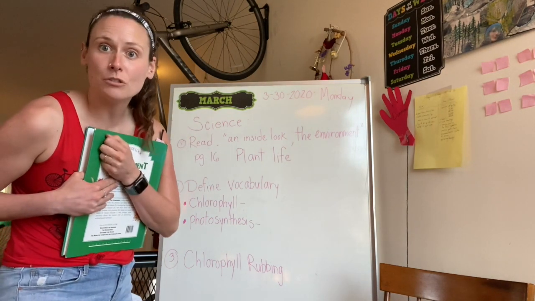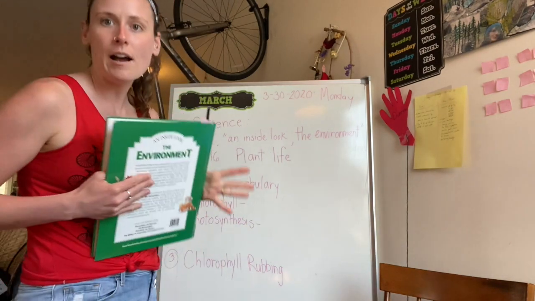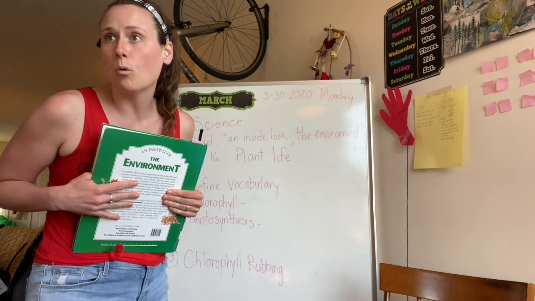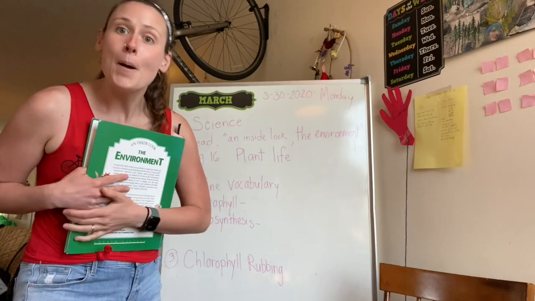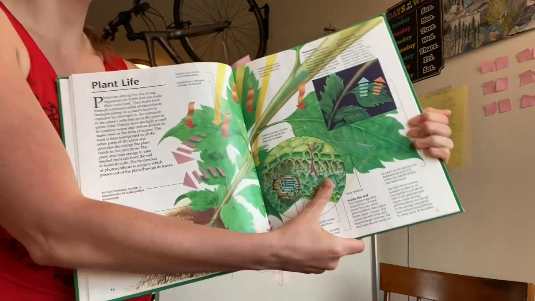And then we're going to do a hands-on assignment where we're going to do a chlorophyll rubbing. So maybe you have a house plant that you're allowed to have a leaf from, or maybe your parent will take you for a walk, or maybe your parent will walk outside and get you a piece of grass or something like that. But we'll talk about that when we get there. We're going to go ahead and begin by reading.